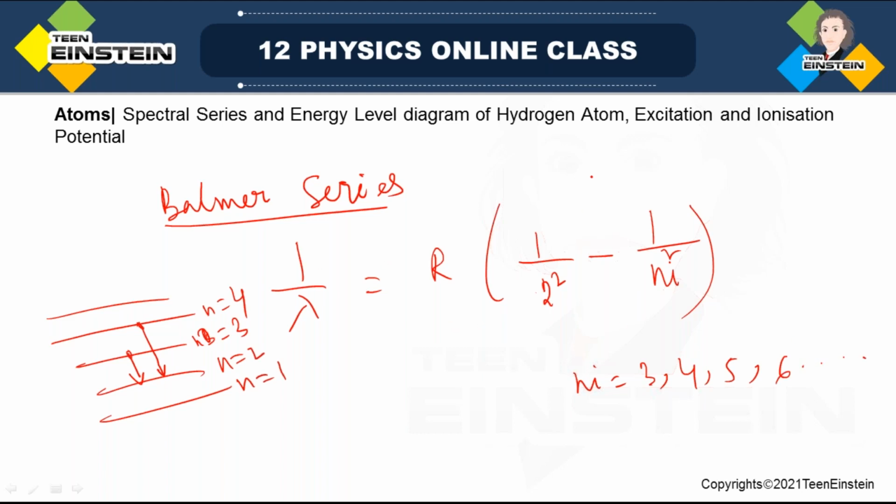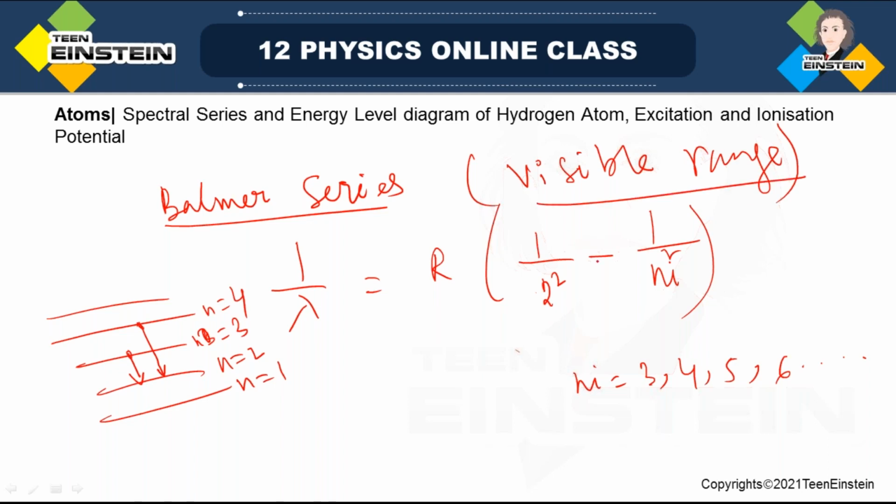This is actually the Balmer series, and this is the only spectral series of the hydrogen atom which falls in the visible range. So this is the only spectral series which can be seen with naked eyes. Otherwise, other things you have to see through a spectrometer.